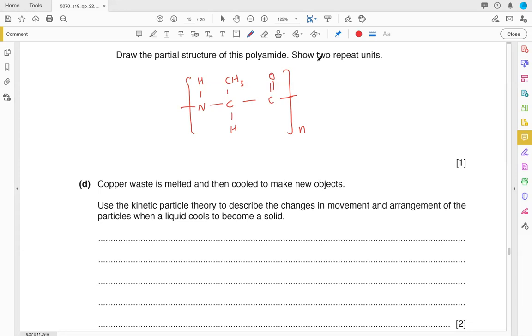It is because they have asked us for 2 repeat units. So when there is 2 repeat units, you actually have to extend this. Make a copy of this whole thing, whatever you have here. So I'll start with the NH, then there's CH3 here, H there. Do not leave anyone out. So C double bond O, and then I can just put it there, and that's my partial structure complete.